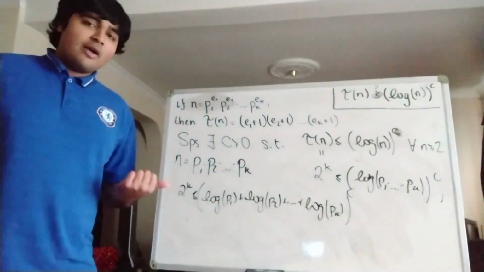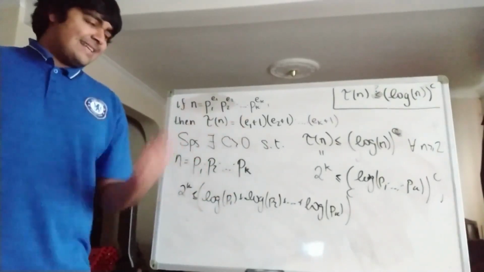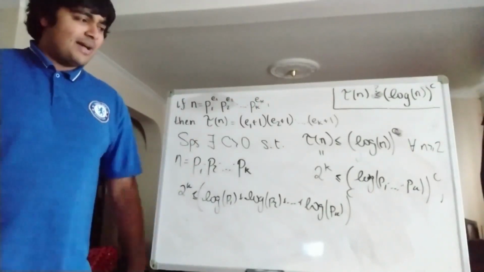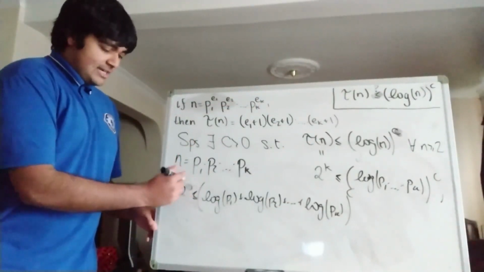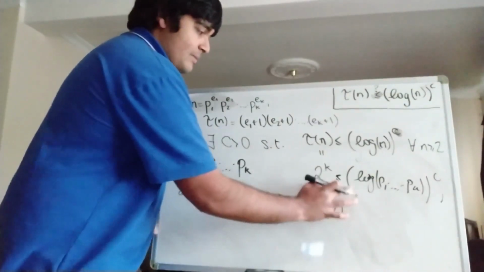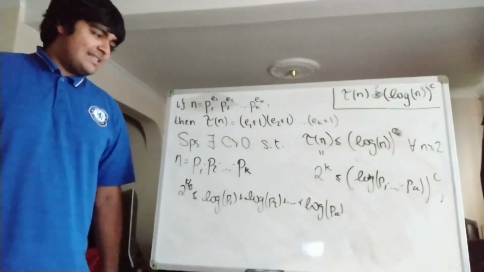And remember, we want to arrive at a contradiction, and what we have now is 2 to the k is less than or equal to the sum of a bunch of logs of primes, raised to the power of c. So perhaps we can take the cth roots on both sides, and that's not going to change anything. So 2 to the k over c is simply going to be less than or equal to this guy here. And now it's not particularly clear what our next step is.